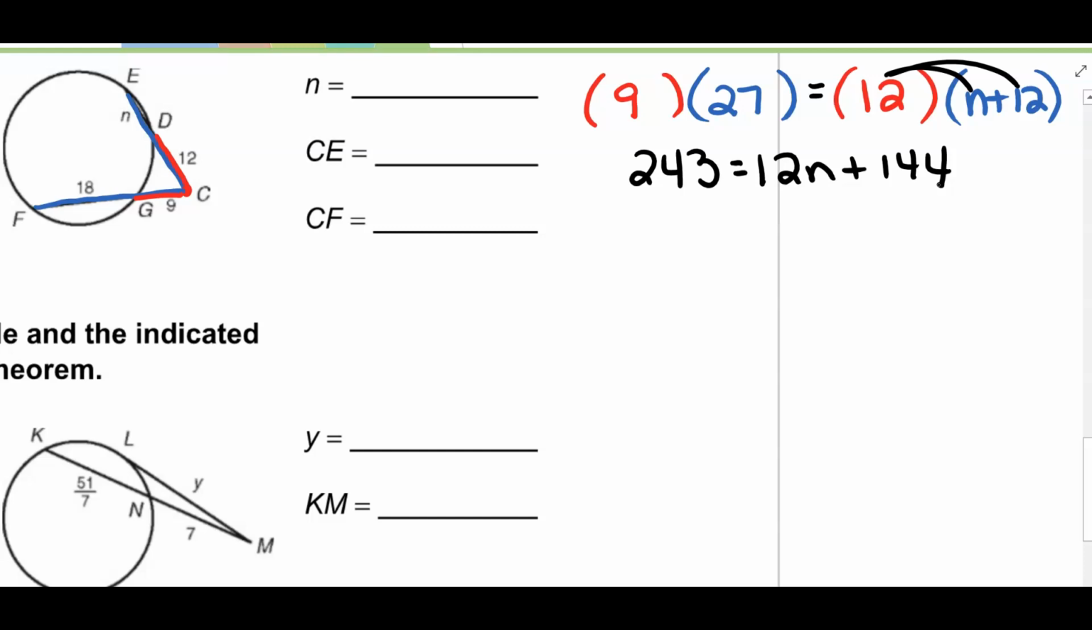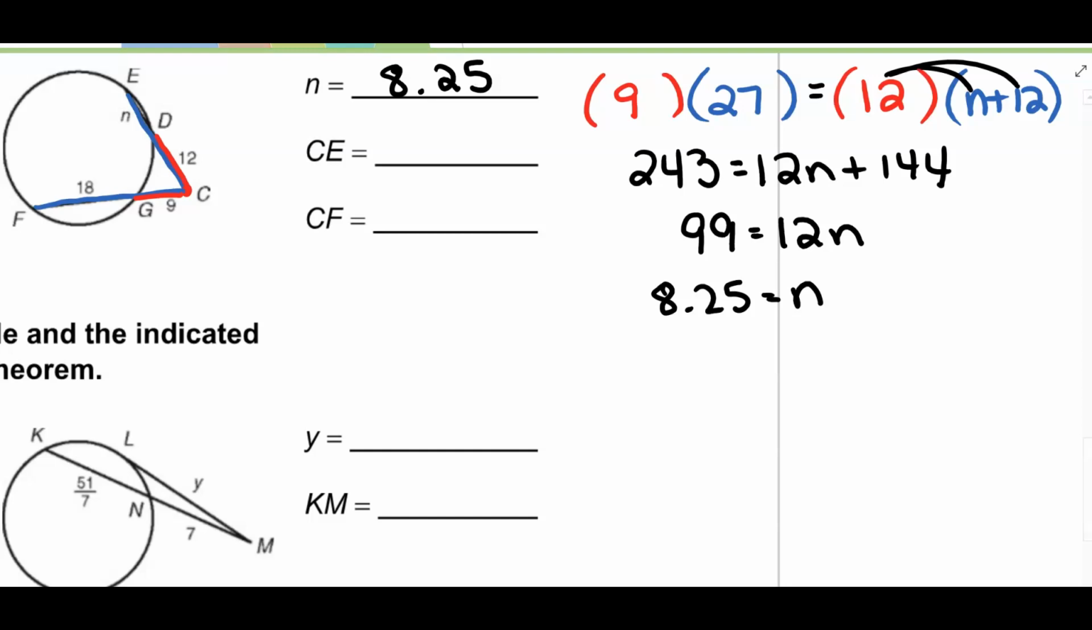243 minus the 144 gives us 99 is equal to 12n. And now when I divide by 12, we have that n is equal to 8.25. And if n is 8.25, the length of CE is the 8.25 plus another 12 to give us 20.25. CF, we already know is the 18 plus the 9, so that's 27.